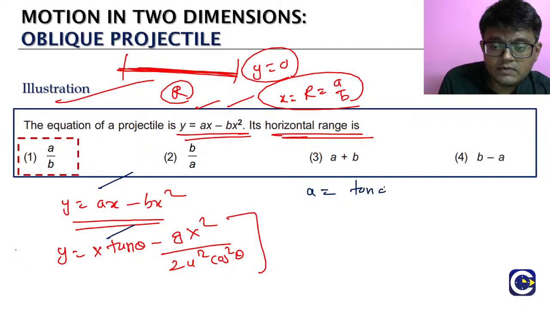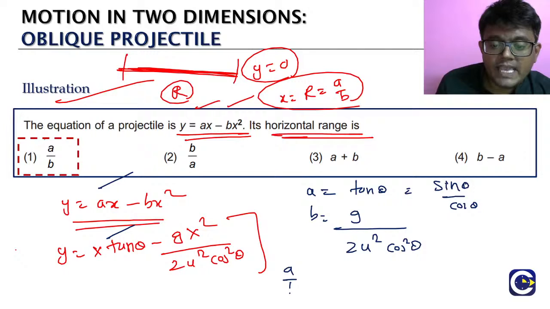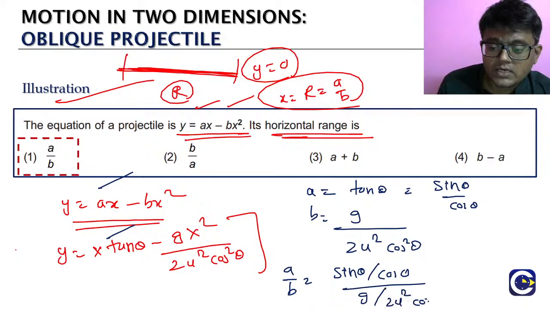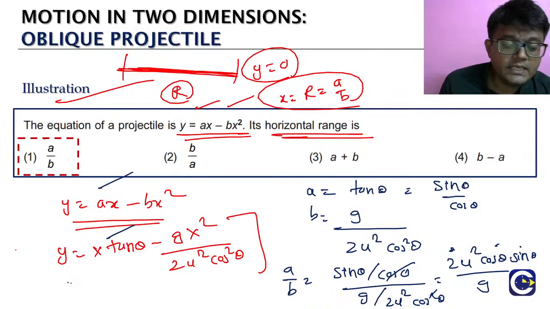A is equal to tan theta. Similarly, B is equal to what? g by 2u square cos square theta. Now, do you know what we can do? What is tan theta? It is sin theta by cos theta. So if you do a by b, sin theta by cos theta divided by g by 2u square cos square theta. One cos theta cancels, and 2u square cos theta goes to the numerator. Already there is a sin theta in the numerator, divided by g. What is 2 sin theta cos theta? It is sin 2 theta.